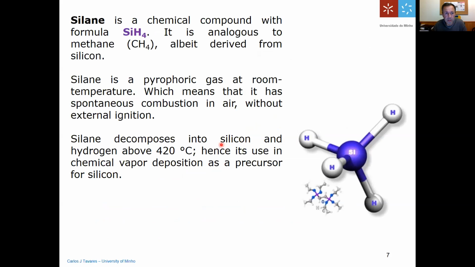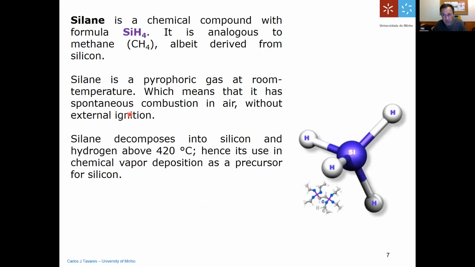So let's take a look at silane. Silane is a chemical compound with the formula SiH4. This chemical formula is analogous to that of methane, which is CH4, but derived from silicon. So silane is a very complicated gas.